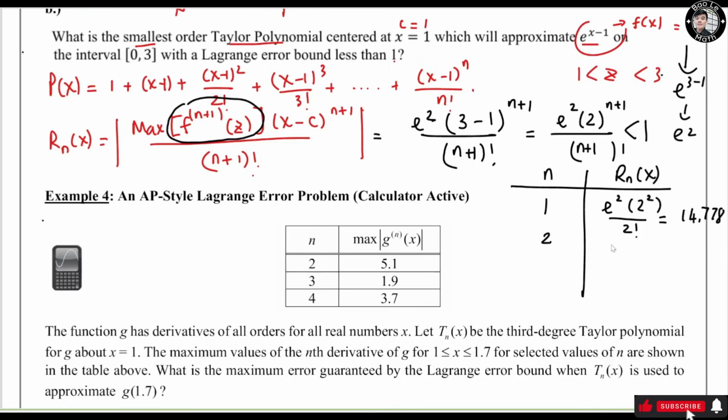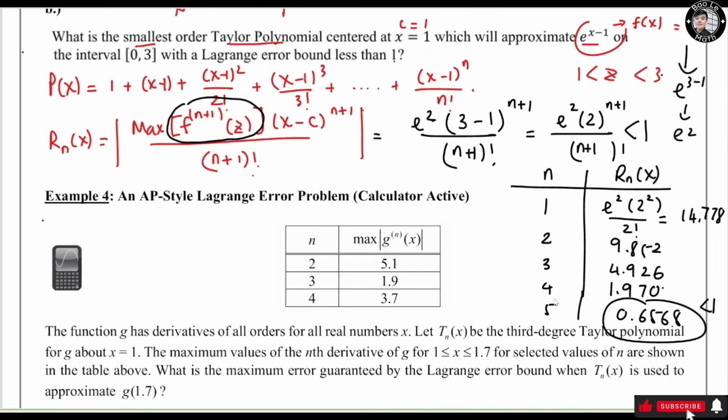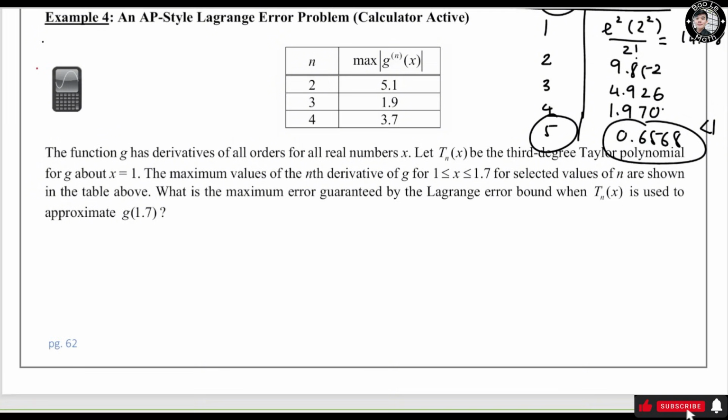Now n equals 2. You do exactly the same thing. You get 9.852. n equals 3, you get 4.926. n equals 4, you get 1.970. And n equals 5, you get 0.6568. Now finally, this number right here is less than 1, so you stop. So n equals 5. Now let's move on to example number 4.